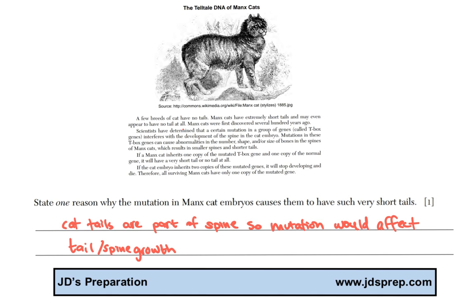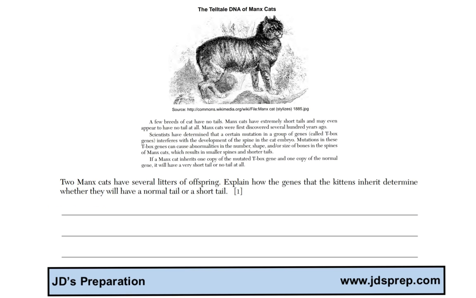Let's take a look at the next question. Two Manx cats have several litters of offspring. Explain how the genes that the kittens inherit determine whether they will have a normal tail or a short tail.